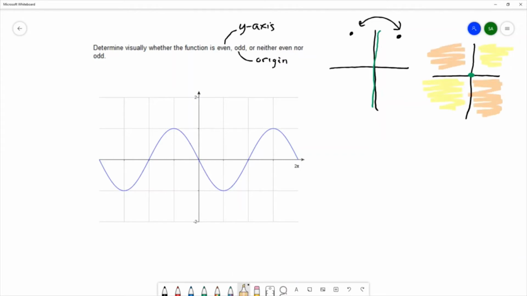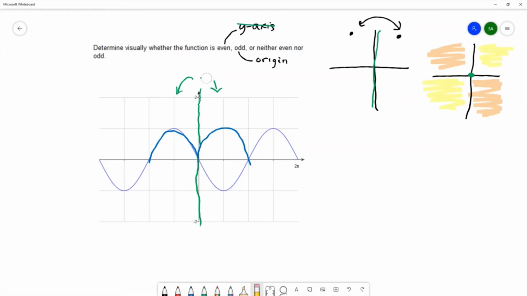So what I want to do is look at the graph that I have and imagine these types of symmetry to see if I have either one of them. I'm going to start with the y-axis symmetry. So this is the y-axis, and I'm looking on either side of that y-axis to see if I have a mirror image. And what I'm seeing is that this piece of the graph, if I were to mirror it over the axis, would look like this, and that doesn't match the other side. So this function does not have y-axis symmetry.